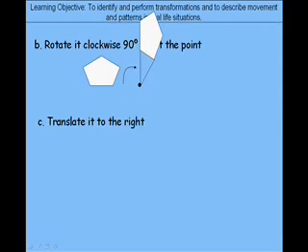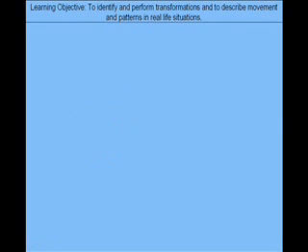Alright, part C, translate it to the right. This is the easiest one. And just shift it over as far as you want. When we do official translations, we'll be shifting them certain units, and we're going to look at that just a little bit in this next example.